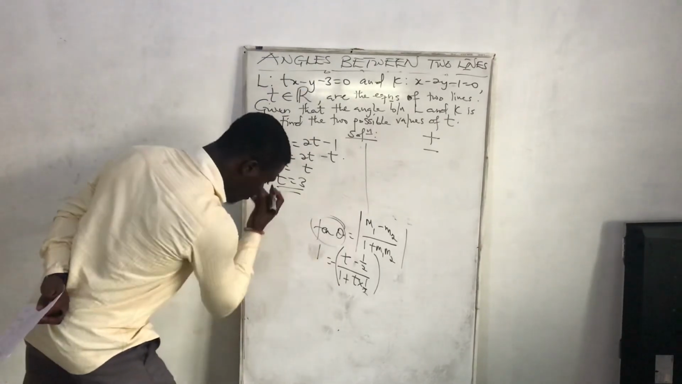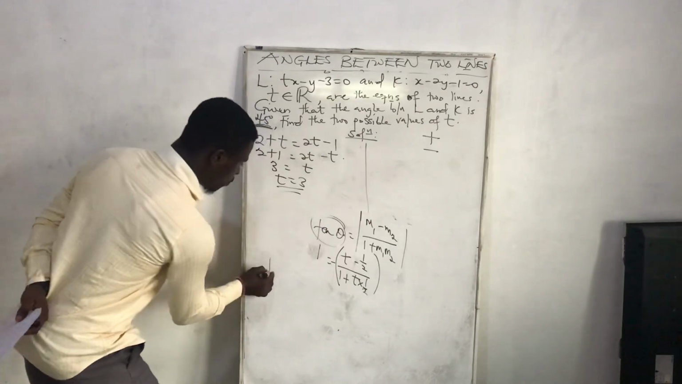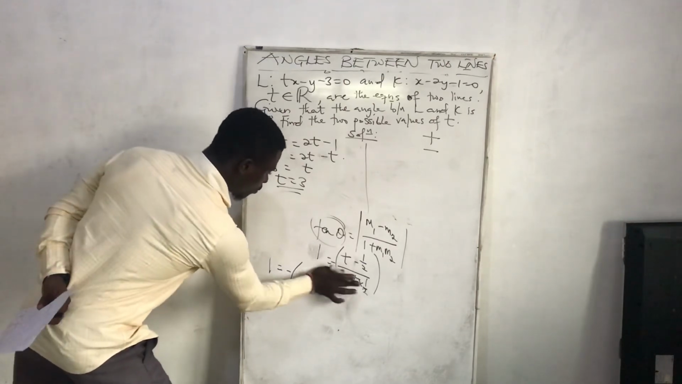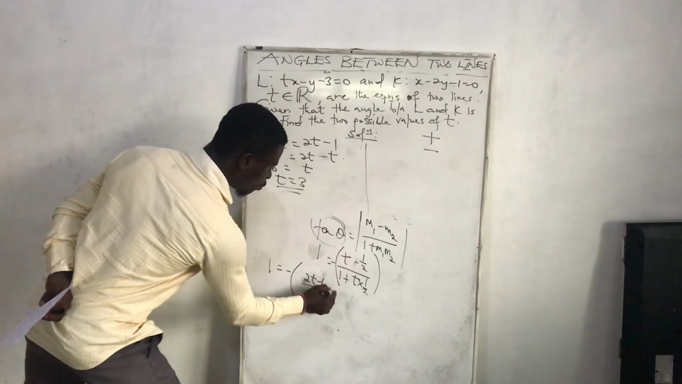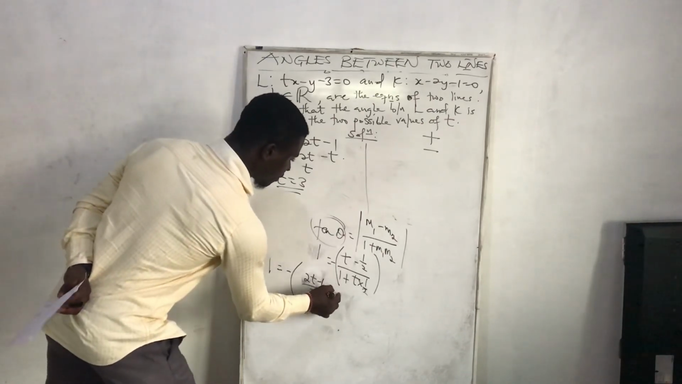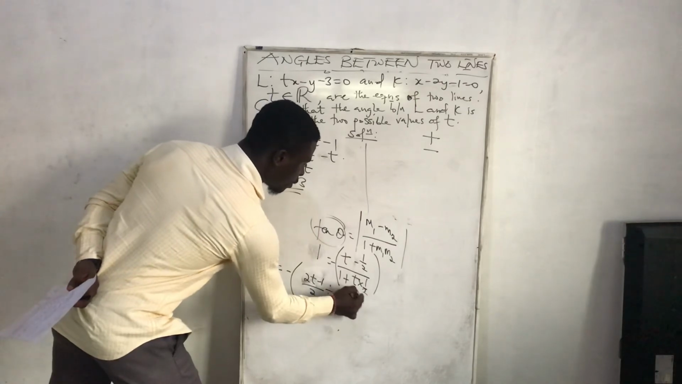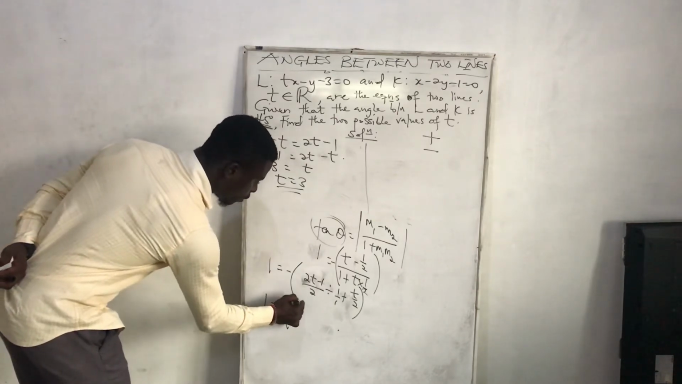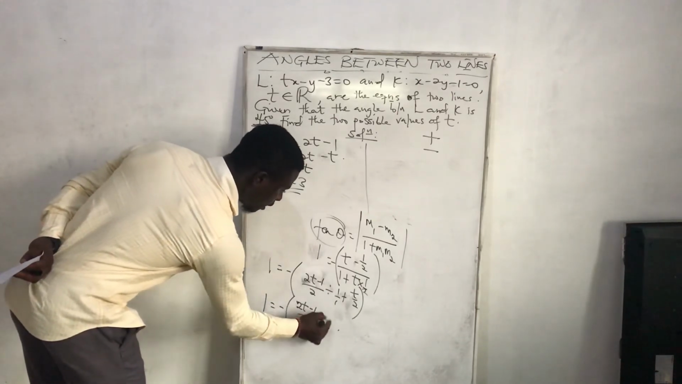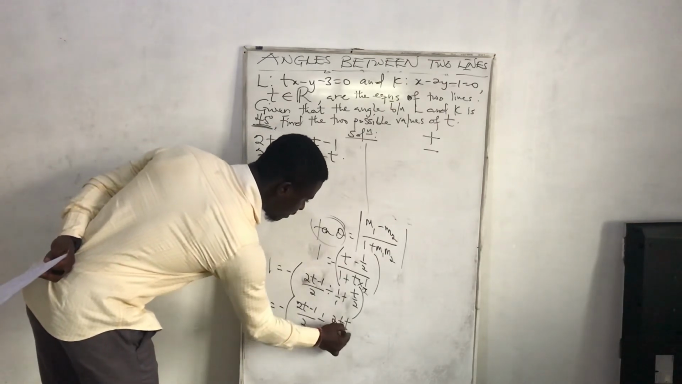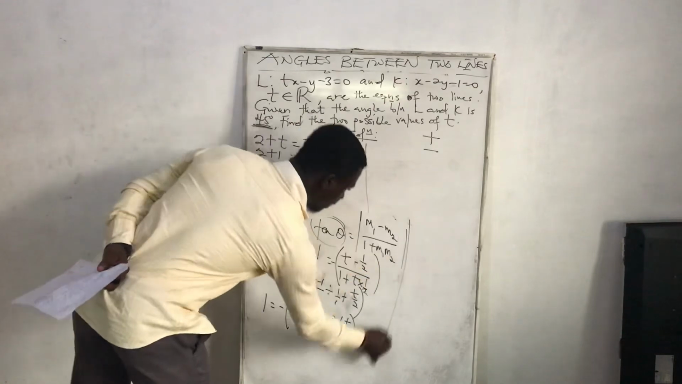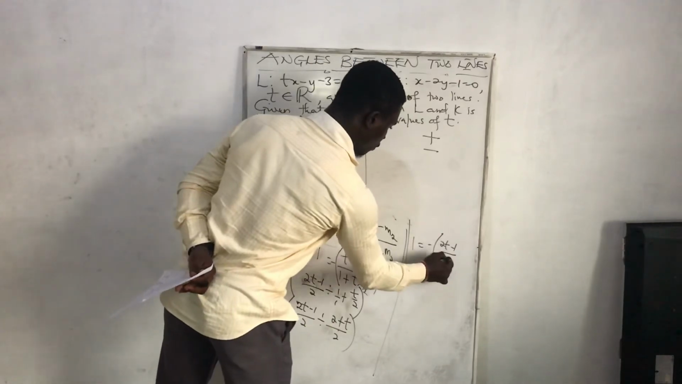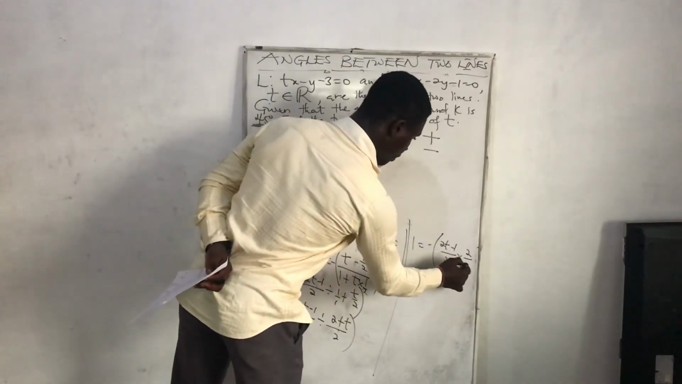Then we can proceed and say that 1 must be equal to negative 2t minus 1 all on 2, divided by 2 plus t all on 2. So now, I can proceed and say that 1 equals negative 2t minus 1 on 2 times 2 on 2 plus t.